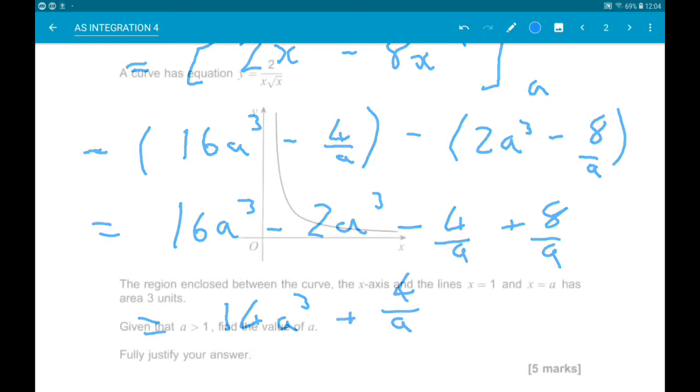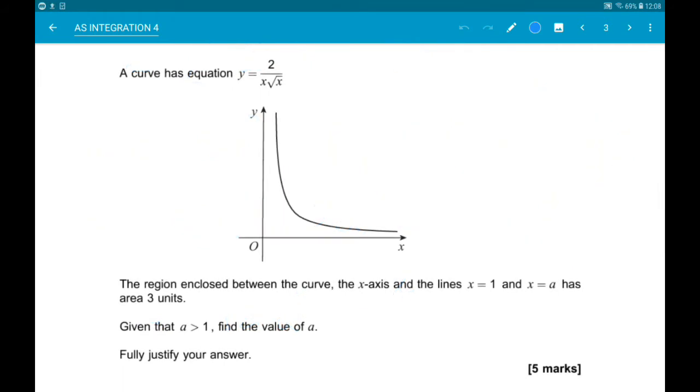Done. Question 2. A curve has equation y equals 2 over x root x. The region enclosed by the curve, the x-axis, and the lines x equals 1 and x equals a has area of 3 units. Given that a is greater than 1, find the value of a.